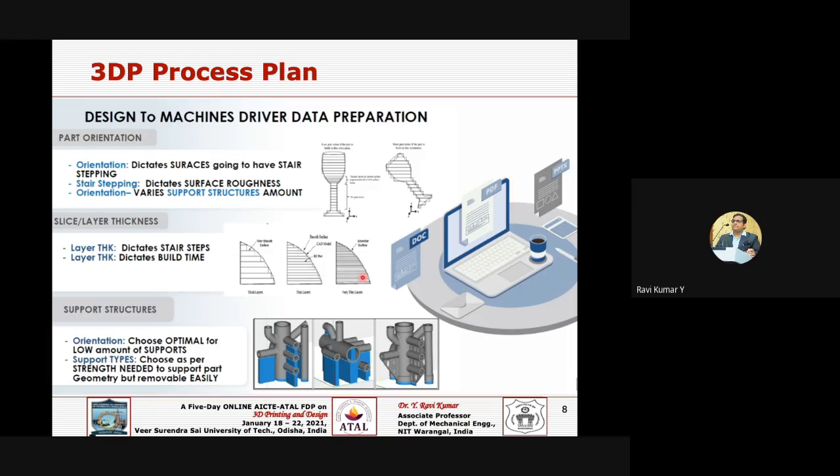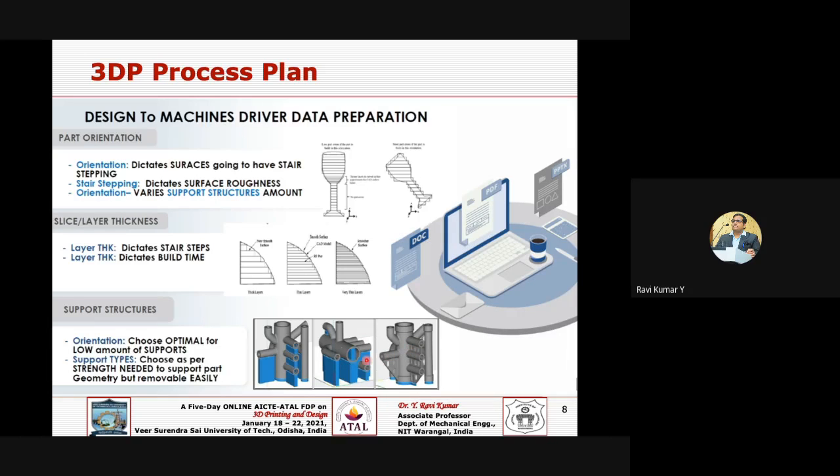Directly influencing the accuracy and the build time. Of course, we need to strike a balance between build time and accuracy while selecting your layer thickness. So it is directly influencing that. Then another aspect which we need to consider, of course, is the support structure. If you vary the part orientation, you may have a different quantity of the support material it requires.